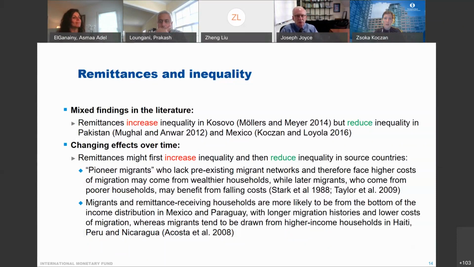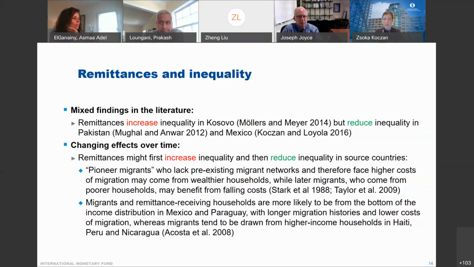but if we allowed these households to respond, for instance, by starting to work or increasing their existing hours to make up for this lost income that they would otherwise receive in remittances. However, even employing very similar methodologies, we still see mixed findings in the literature. Some studies see that remittances increase inequality, others that they reduce it or have no significant effect.